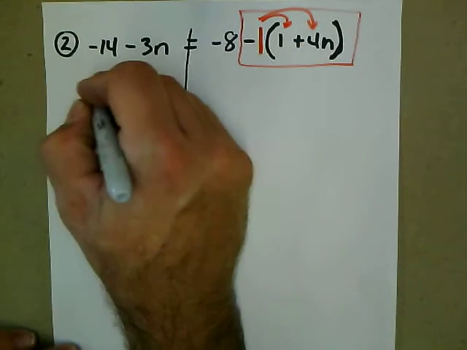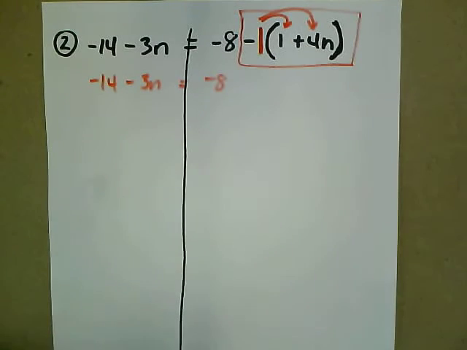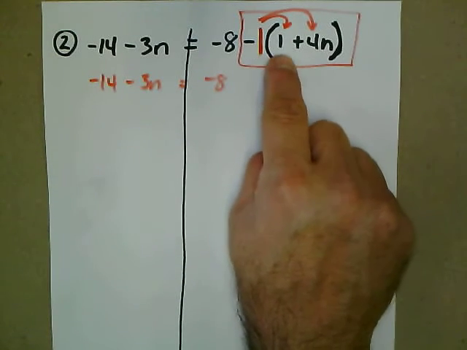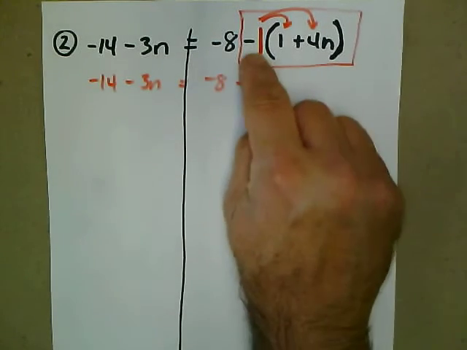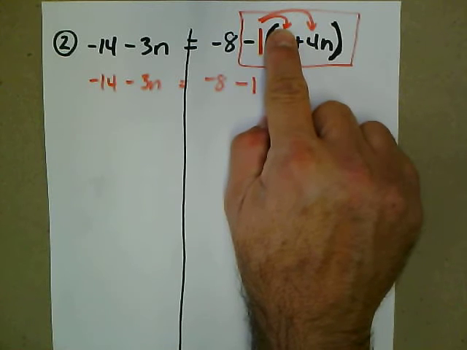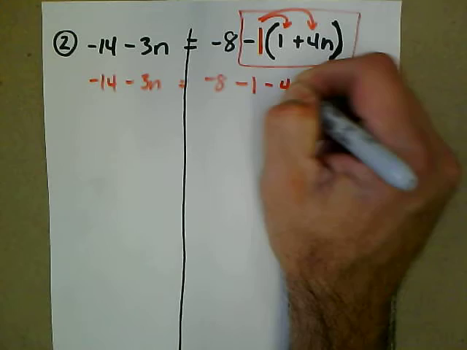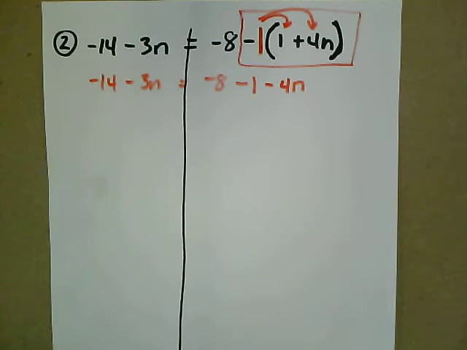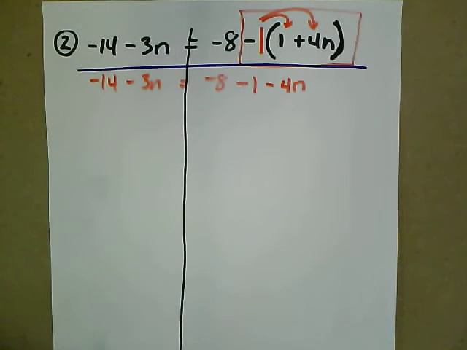The rest of this stuff just comes down. Negative 14 minus 3n equals negative 8. And then we'll have to do plus or minus in there. Well, negative 1 times 1 is negative 1. Negative 1 times 4, we're covering that up, right? See it? It is negative 4, and it has an n. So negative 4n. And we forget about the rest of it. Now that whole part up there is gone.